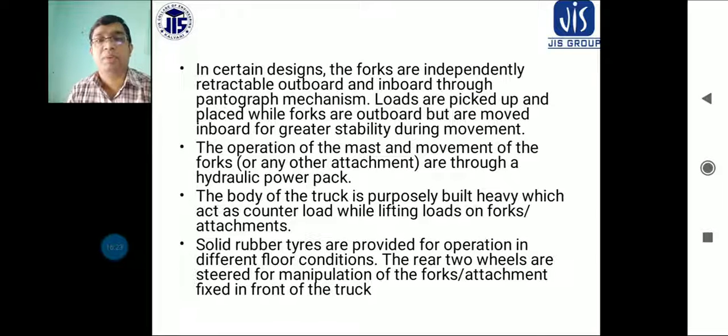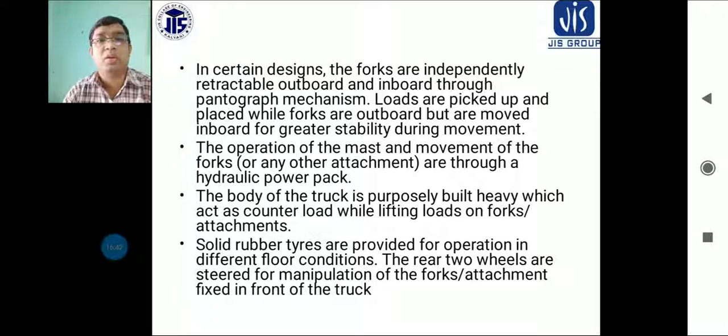hydraulic power pack. That is, the hydraulic power pack is considered for the mast movement, because you have to give some power in the upward direction and the downward direction. This will be given by the hydraulic power packs.